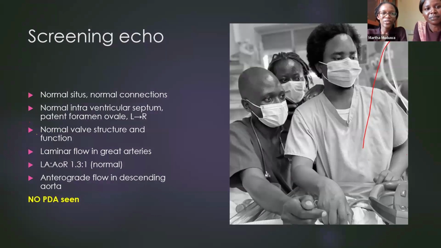Okay. So thank you, Mary. We do screening echoes for all our very low birth weight infants. So we had a screening echo done. Here are people from the team doing an echo on a baby.